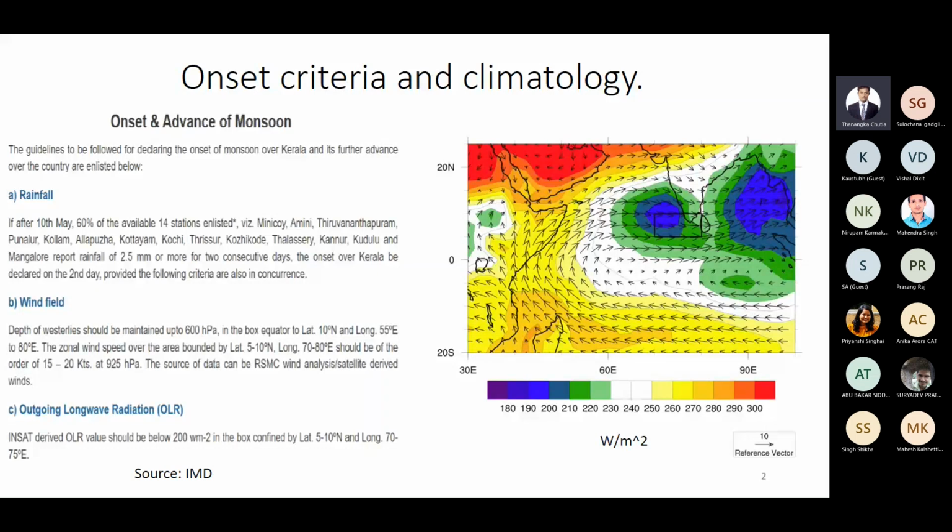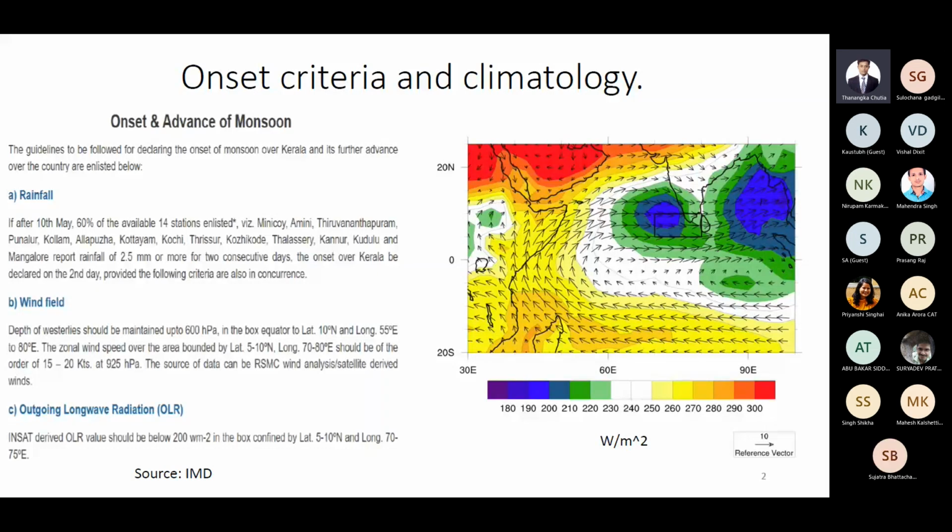So let's first discuss the onset criteria as IMD wants it to be. There should be, after 10th May, this is very important. First, they will be looking at the rainfall criteria, or whatever criteria we are discussing here, only after 10th May. After 10th May, there are 14 stations in Kerala, all the way from South Kerala to North Kerala, if I am right, and even Mangalore in Karnataka.